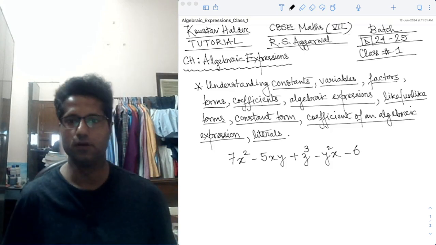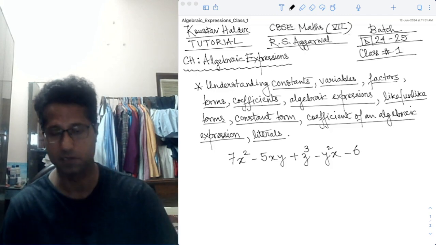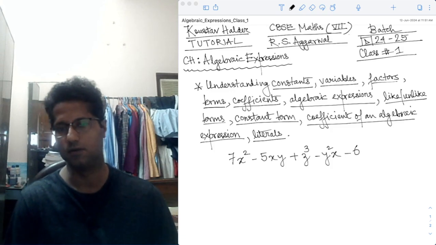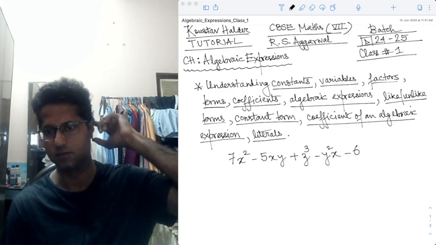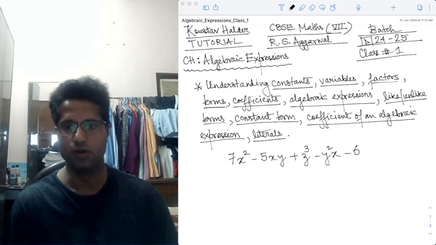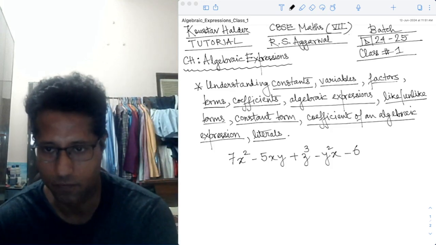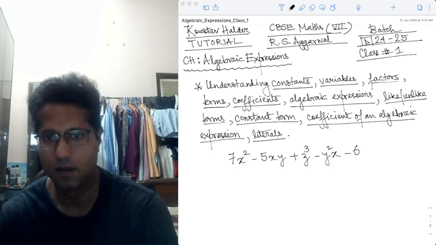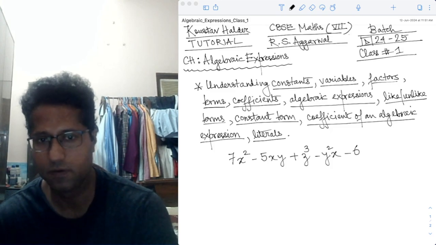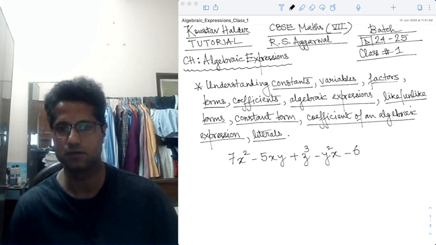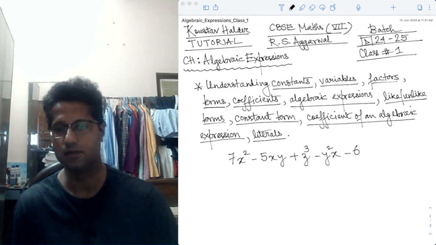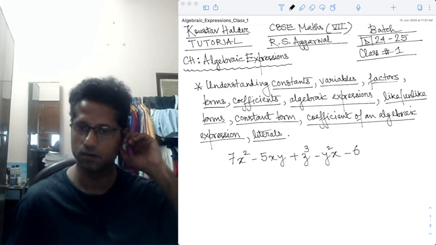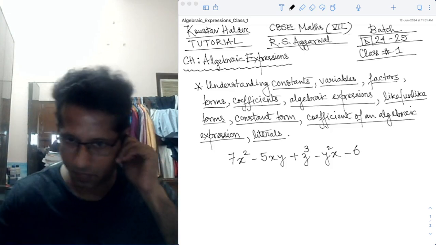So you already know what algebraic expressions are, and you have done addition and subtraction of algebraic expressions in your previous class, that is class 6. But let me quickly recall what you have learned so far. This is the very fundamentals or basics of algebraic expressions. So we will discuss constants, variables, the factors, terms, coefficients, algebraic expressions, like, unlike terms, constant term, coefficient of an algebraic expression, literals.